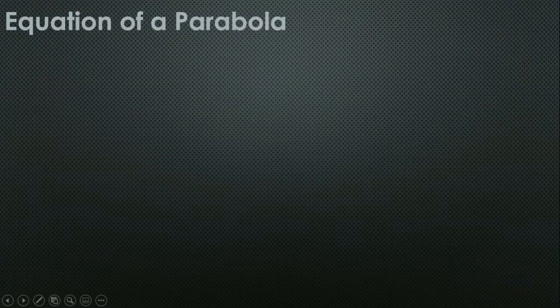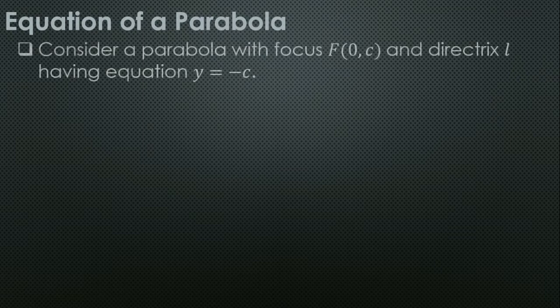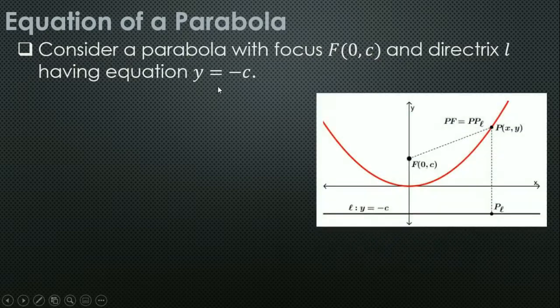So the equation of a parabola. So syempre, si circle may equation, si parabola din may equation. So consider a parabola with focus F, which has coordinates (0, c), and directrix L having equation y equals negative c, just like in this diagram. So ito yung F, ito yung directrix, y is equal to negative c.